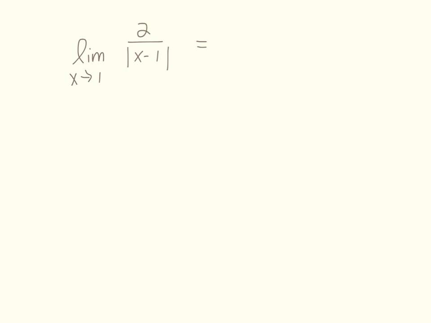Okay, last example. We have an absolute value inside of this function. So x is approaching 1, so if we plug 1 in, notice we get 2 over 0. So again, this tells us that we really have a vertical asymptote at x equals 1. And what we want to do here is plug in values on each side of 1. So let's do that.